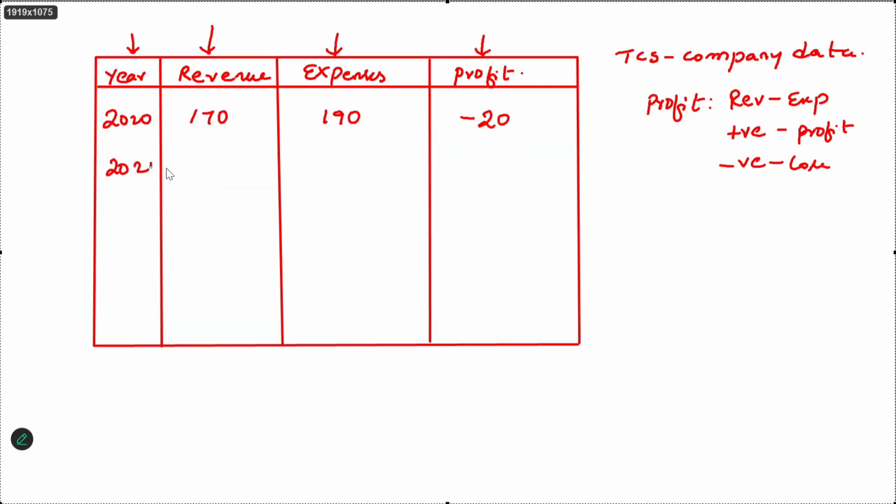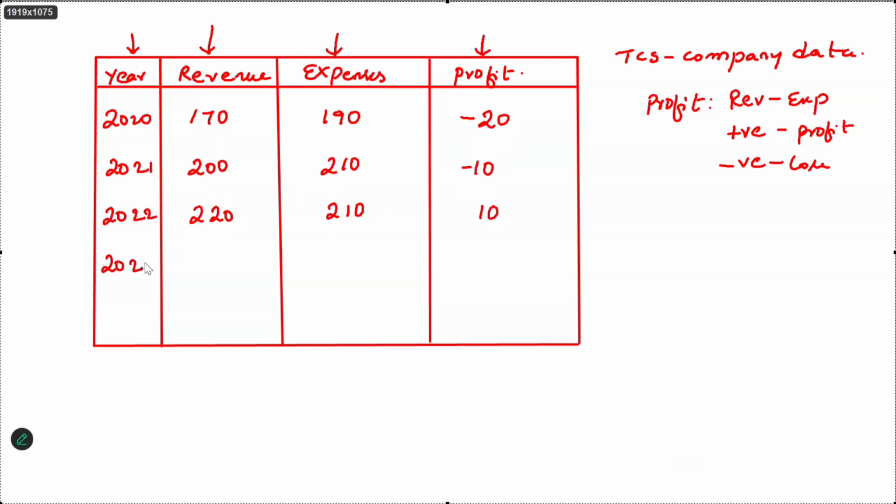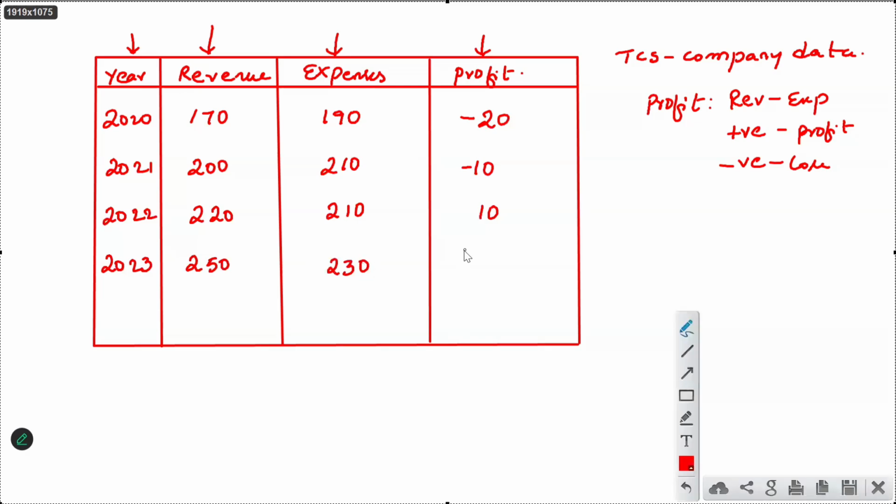Consider another year, 2021. Revenue of the company is around $200 million. Expenses are around 210. So again, we are at a loss of minus $10 million. Consider 2022. Revenue is around $220 million. Expenses are around 210. This time we have a profit of $10 million. Consider 2023. Revenue is around $250 million, expenses around $230 million, so we have a profit of $20 million.